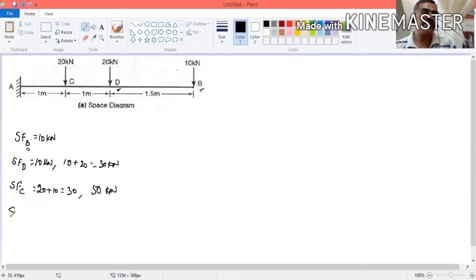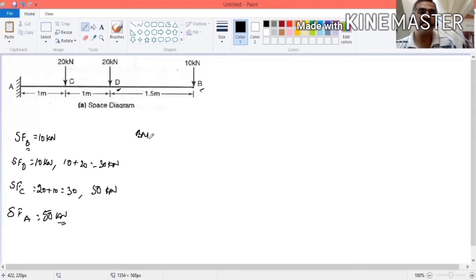Now we find the shear force at A point. At A point, what is the shear force? Here there is no load. Here 10 plus 20 plus 20, 50. Here it is 50 kilonewton. Now you can draw the shear force diagram. Similarly, bending moment.